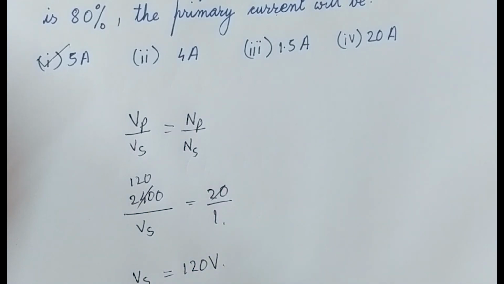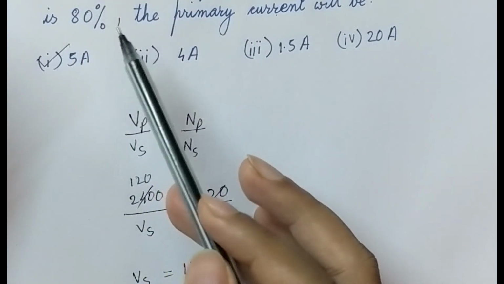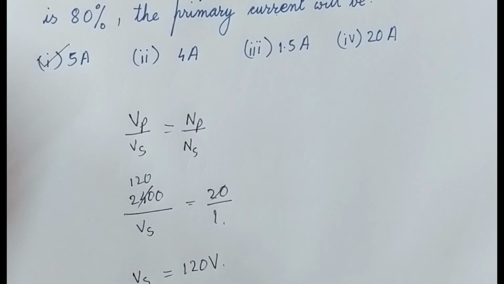So whenever you're doing this transformer sum, be careful of this efficiency factor and do your sums according to that. Next day, we'll be doing a few more advanced sums of alternating current which have appeared in IIT JEE or JEE Advanced. And I'll see you again in the next video.